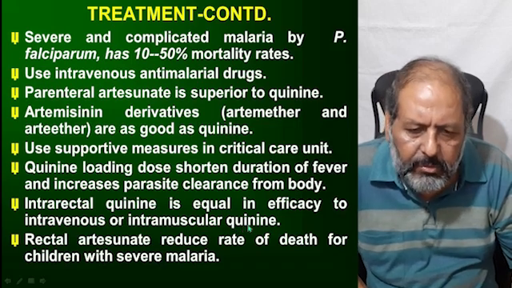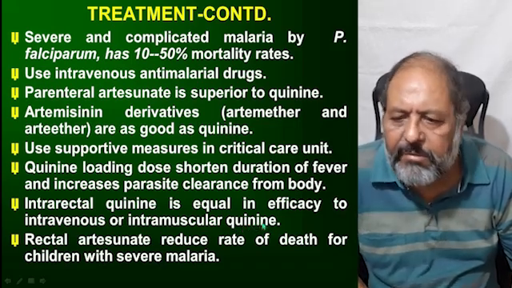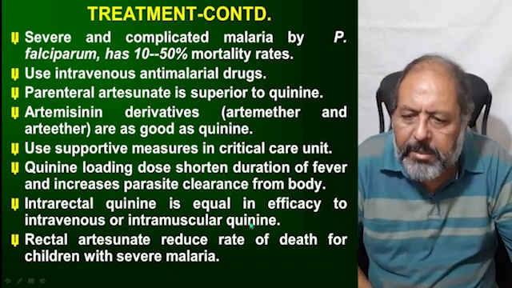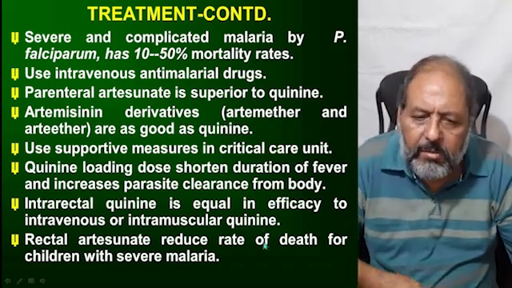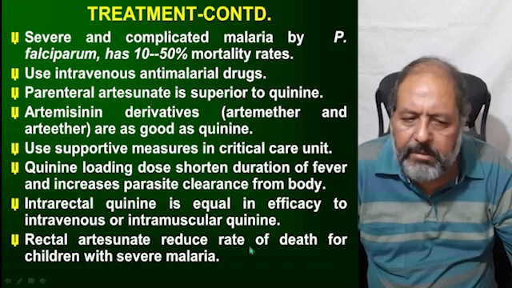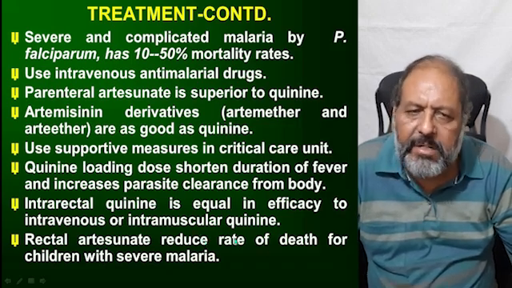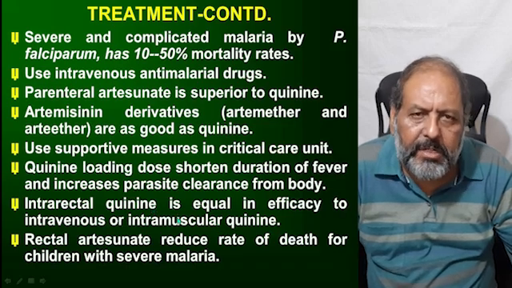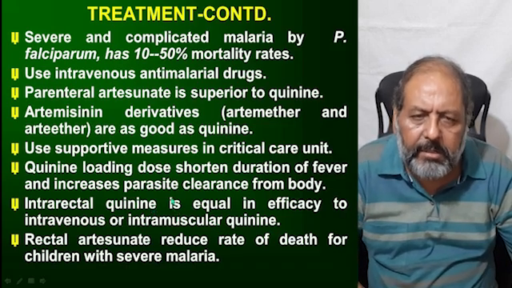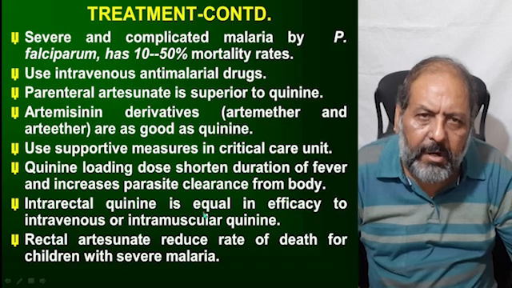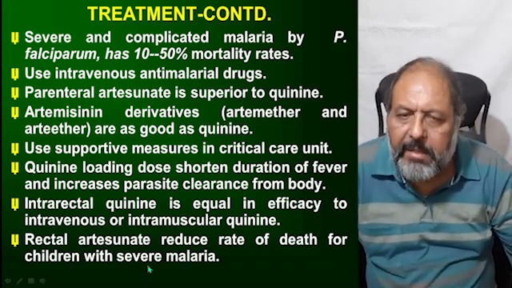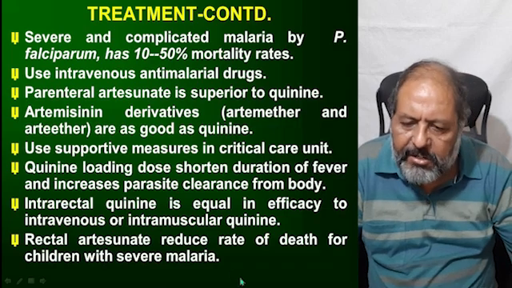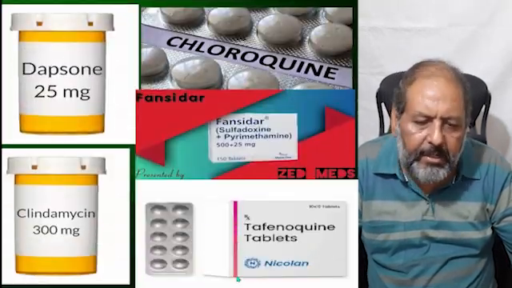Quinine loading dose shortens the duration of the fever and increases the parasite clearance from the body. Intrarectal quinine is equal in efficacy to intravenous or intramuscular quinine, that is best used in the case of children who are not willing to have intramuscular or intravenous treatment. Rectal artesunate reduces the rate of death for children with severe malaria.